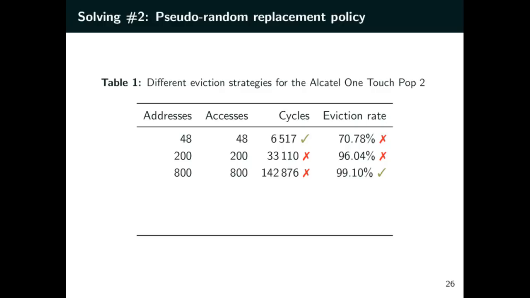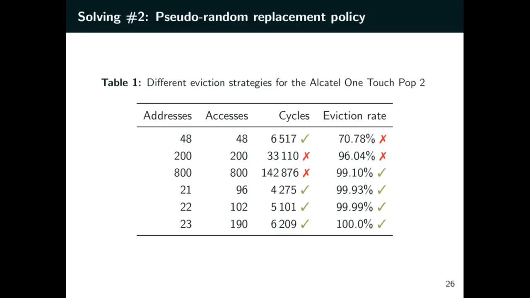So we're going to access these addresses multiple times. Now with only 21 addresses that we access 96 times, we have an eviction rate of 99.93%, and it only takes 4,000 cycles. We can even do a little bit better with 22 addresses and a few more accesses: an eviction rate of 99.99%, taking 5,000 cycles. With 23 addresses, the eviction rate is perfect. We measured 100%, and it took 6,000 cycles. So this is really good, and even the timing is better than the first one, where we had a very bad eviction rate.